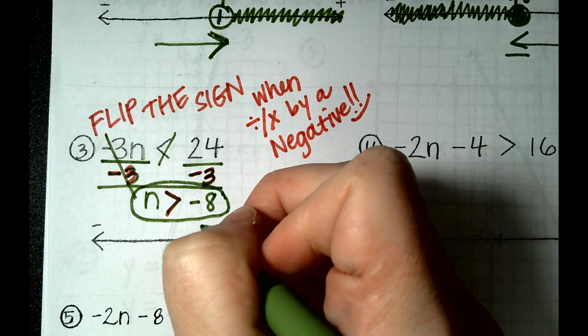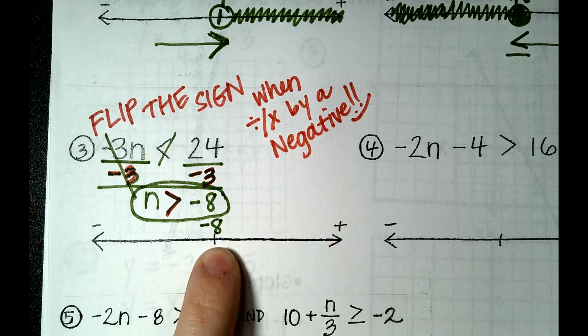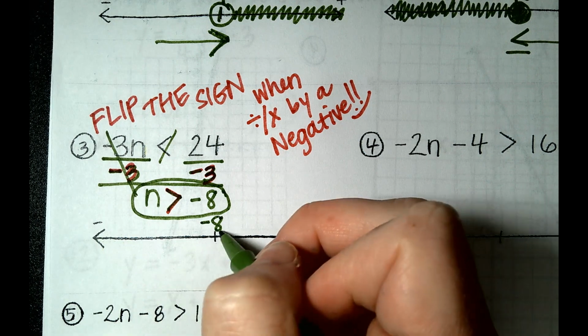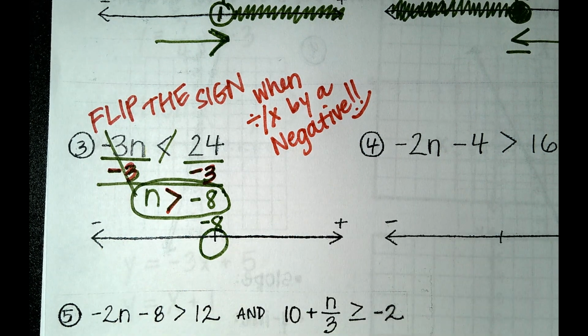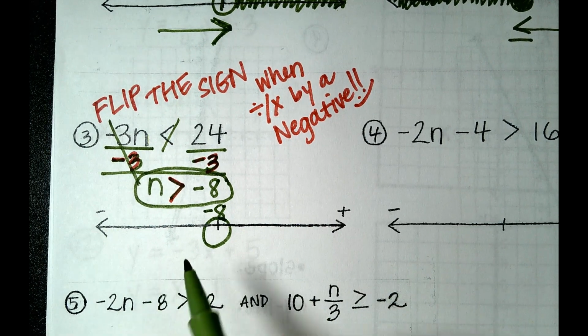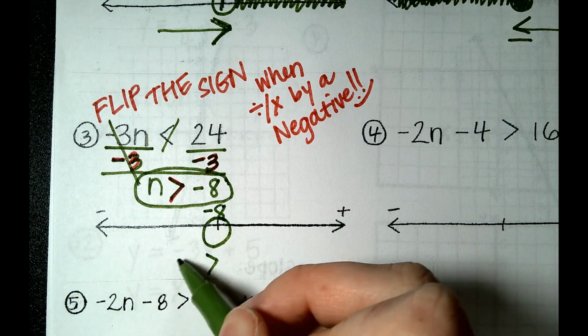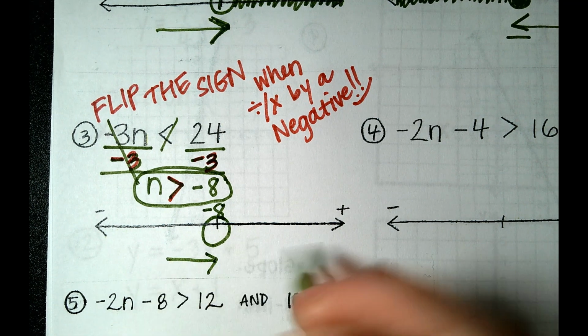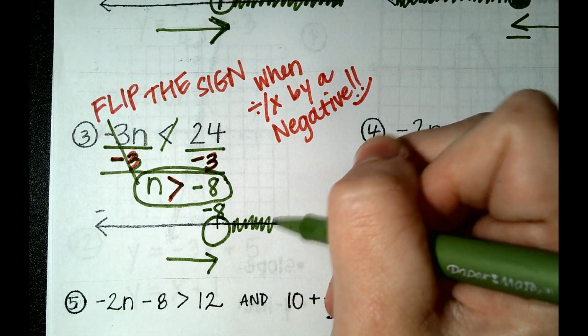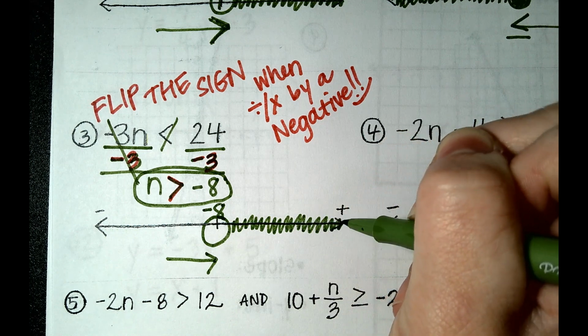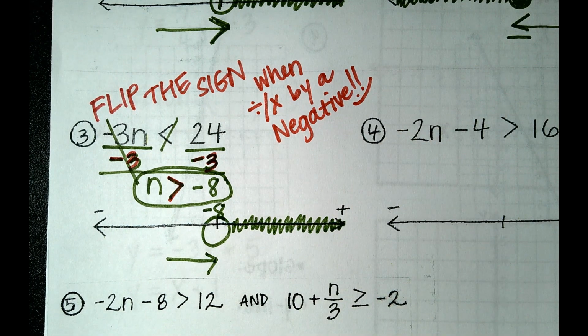Yes, now we're going to put negative 8 on the tick mark. Circle it, leave it open. Shade to the right. Now it's greater than. My arrow points right. We shade to the right. Okay. So that is number 3.